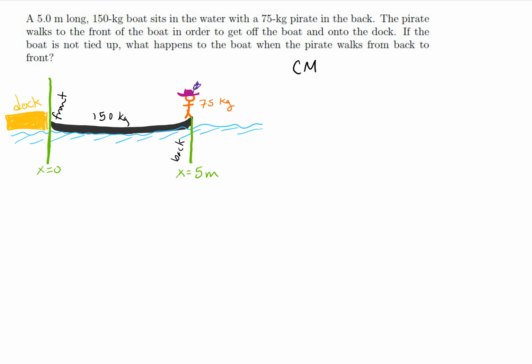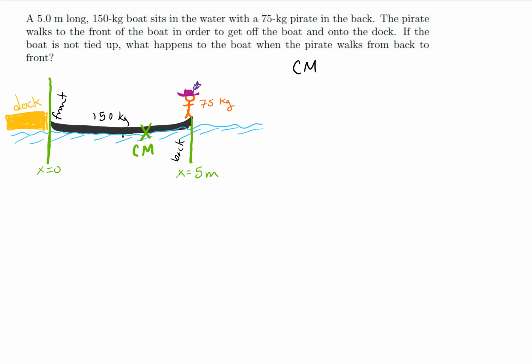So we'll assume that the boat has its mass uniformly distributed throughout from front to back, and we'll treat the pirate like a point particle that just sits on the back of the boat. And so if it were just the boat, then we'd say the center of mass would be right here in the center of the boat. But since we have the pirate sitting on the back, that shifts the center of mass. So we expect the center of mass to be somewhere over here, closer to the pirate.